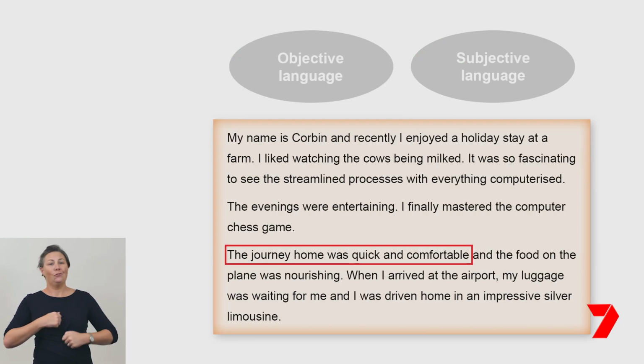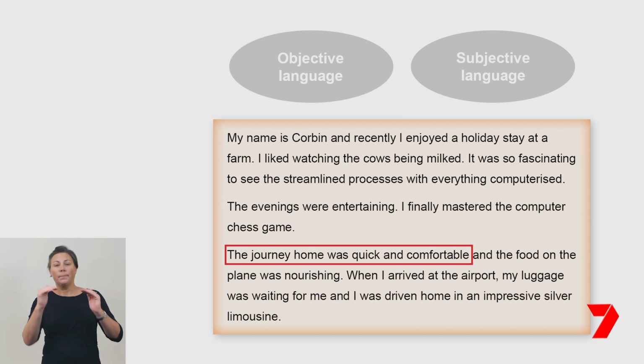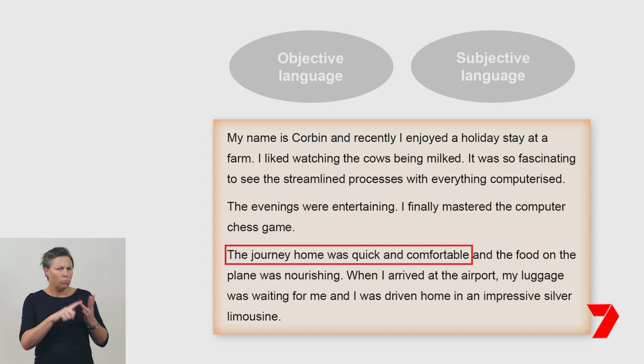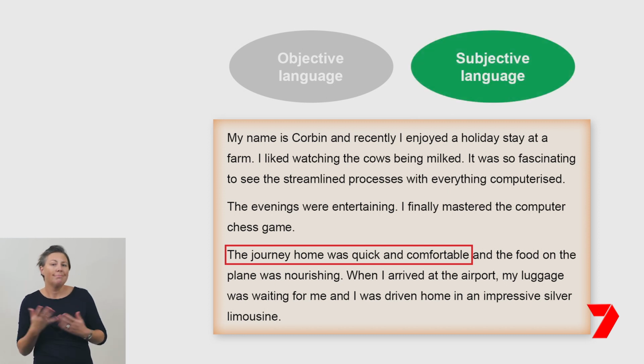The next example, "The journey home was quick and comfortable." Is this an example of objective language or subjective language? That's right. It's an example of subjective language.